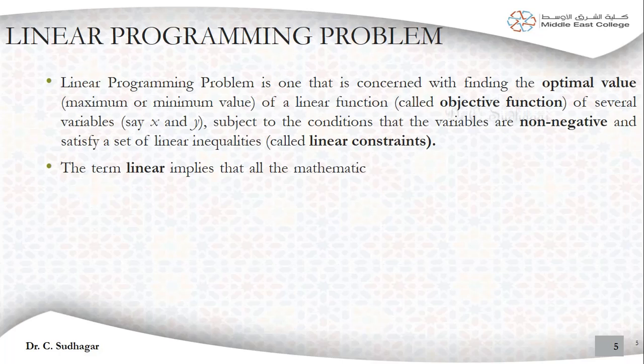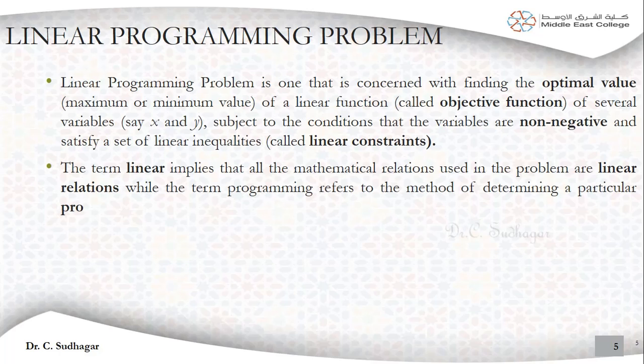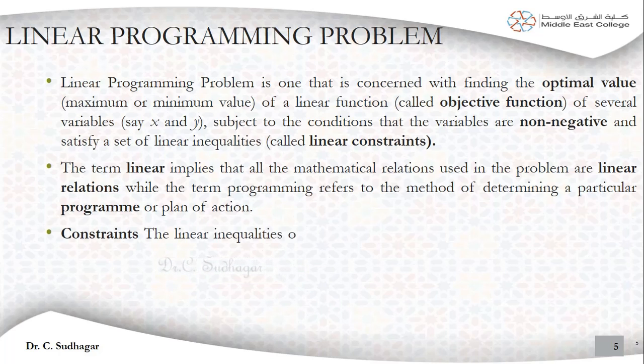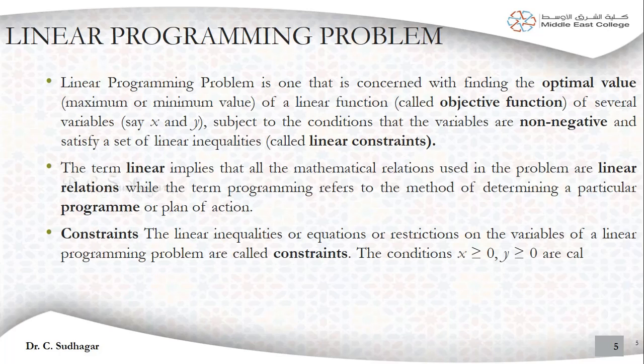The term linear means it is of order a degree 1. Okay, so the term linear implies that all the mathematical relations used in the problem are linear, that is of power 1, while the term programming refers to the method of determining a particular program or plan of action. So linear programming models. Constraints are the conditions. Basically they will be, initially we are going to discuss about the linear inequalities, that is of each and every variable will be having the power 1, x power 1, y power 1, like that.